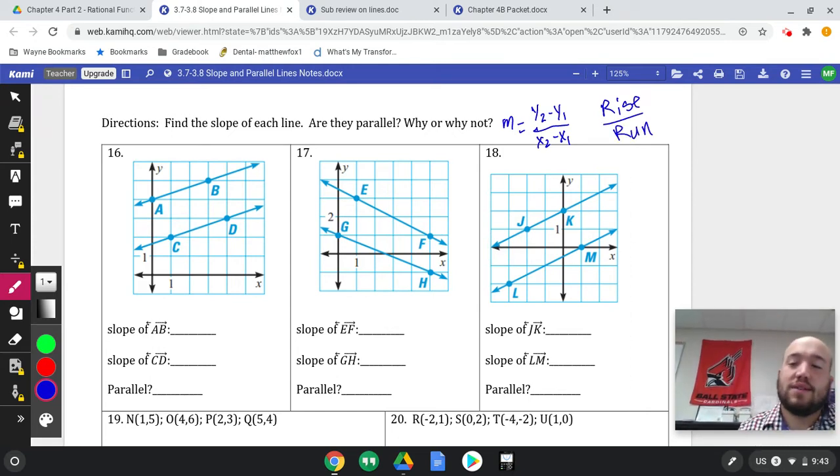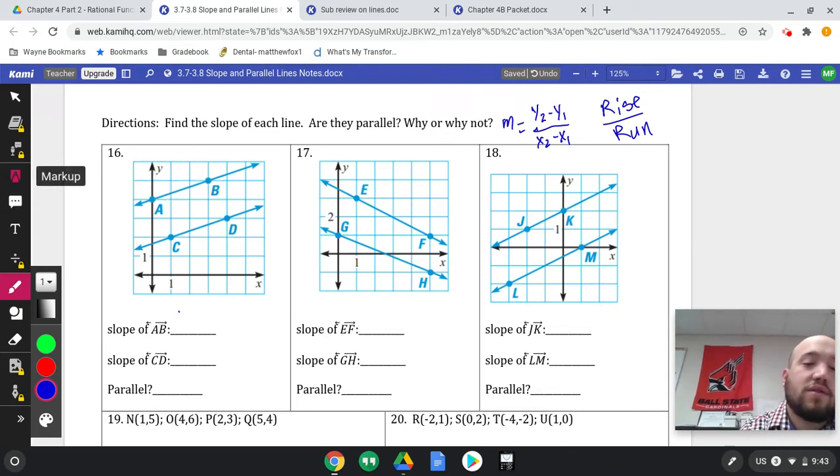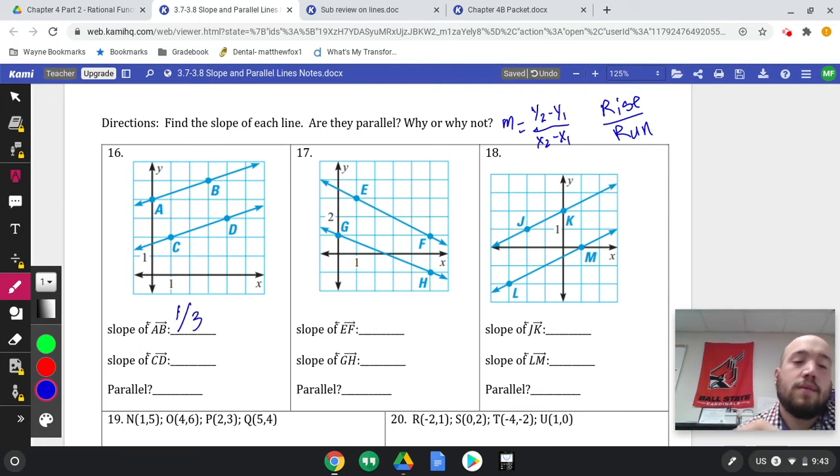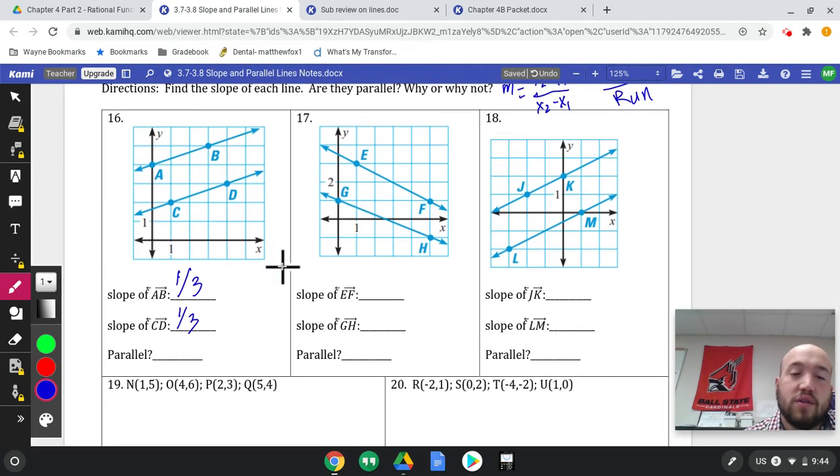Now, in my opinion, that's going to be much easier in this case, just to count and find the rise over run. So if we look here, slope of line AB. From these 2 points, it goes up 1. That's the rise, and the run is 3. So our rise over run is 1/3. Slope CD here, we do the same thing from C to D, up 1 over 3. Our slope of CD is 1/3. And in this case, are they parallel? Both of those are the same, so our answer is yes, they are parallel because they have the same slope.